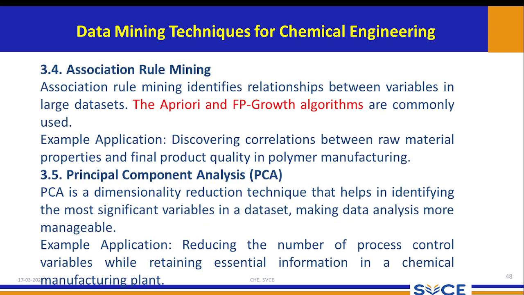So association rule mining. Association rule mining identifies relationships between variables in large data sets. The Apriori and FP-growth algorithms are commonly used, which I told you. For example, discovering correlation between the raw material properties and final product quality in polymer manufacturing.